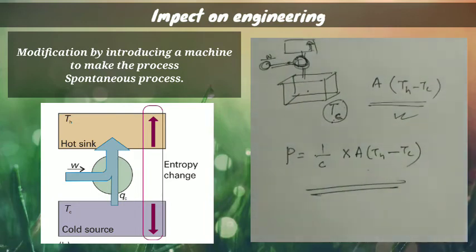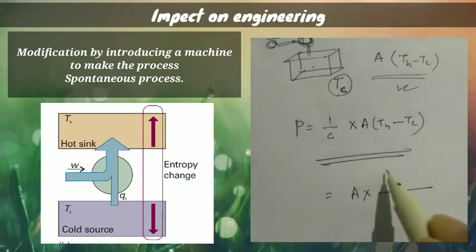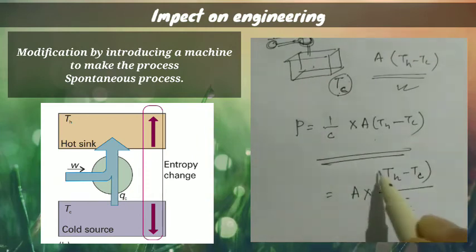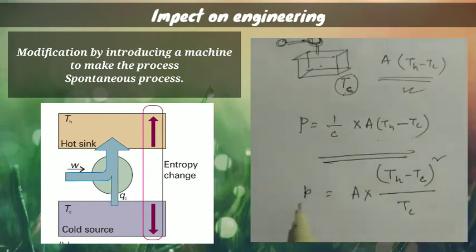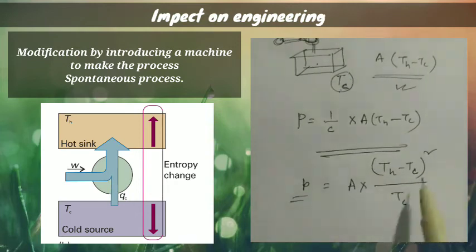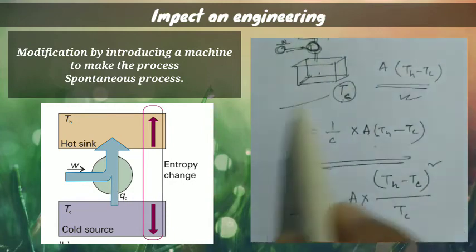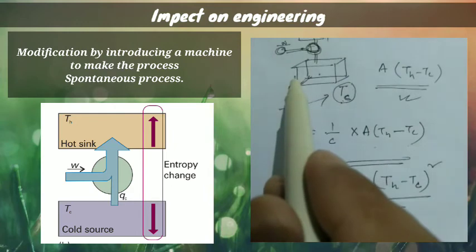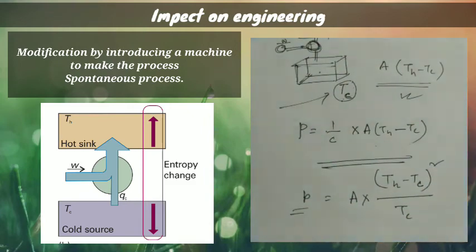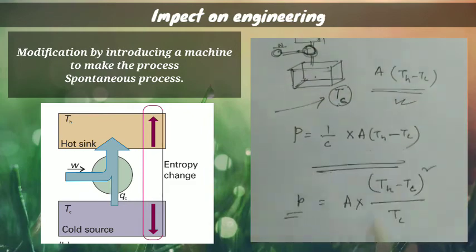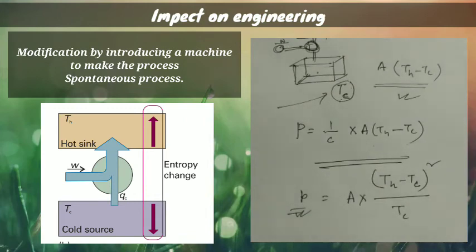And here, if you put the value of c, then it will be a times Tc by Th minus Tc, all squared. So that means we always have to apply this amount of minimum power to maintain the temperature inside the refrigerator. To maintain the temperature constant inside the refrigerator, we have to apply some minimum amount of power. So let's remember this point.